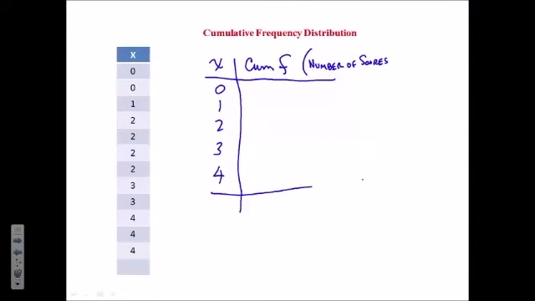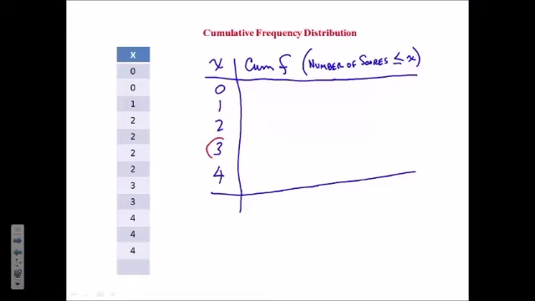Now I can either say less than x or less than or equal to x. I'm going to use this symbol, less than or equal to x. If I just use less than x, I'd have a slightly different chart. So anyway, let's start in the middle.